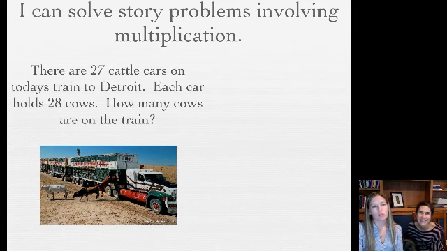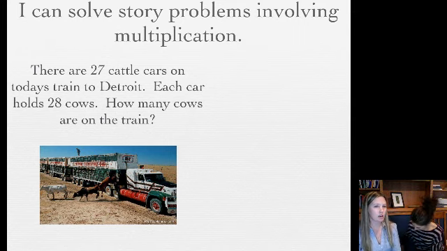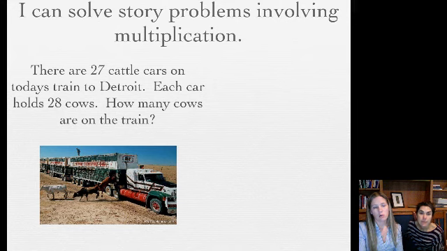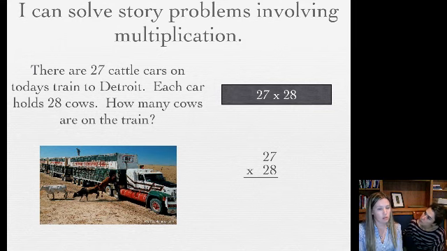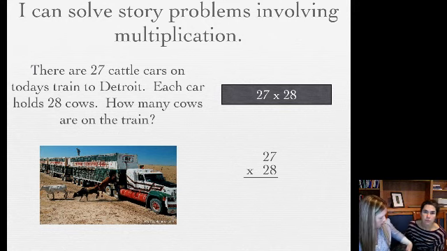So these first ones are multiplication story problems involving multiplication without decimals. So there are 27 cattle cars on today's train to Detroit. Each car holds 28 cows. How many cows are on the train? So in this one, we would multiply 27 times 28. And we're going to go through the shortcut method, but again, if you want to use the rectangle sections or rectangle rows, you can use whichever method you prefer.